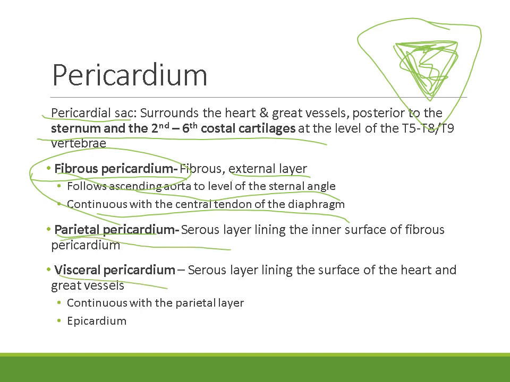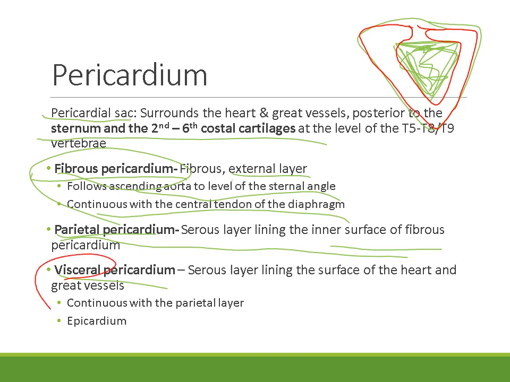So the parietal pericardium lines the inner surface of the fibrous pericardium. So lining the inside of this strong fibrous layer is the parietal pericardium. And then it's continuous, right? It curves around and forms the visceral pericardium on the surface of the heart. Okay, so the two layers are continuous with each other. The visceral means organ. So the visceral pericardium is the layer on the surface of the heart. Okay, and then the beginning of like the aorta and the vena cava. Again, the two layers are continuous with each other.